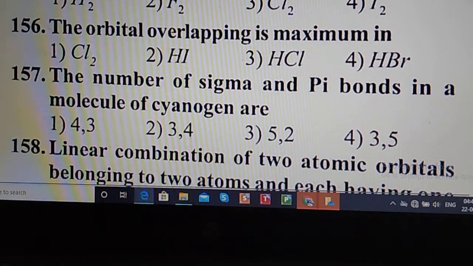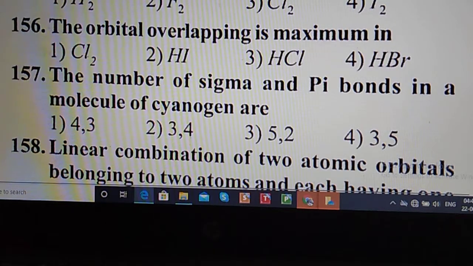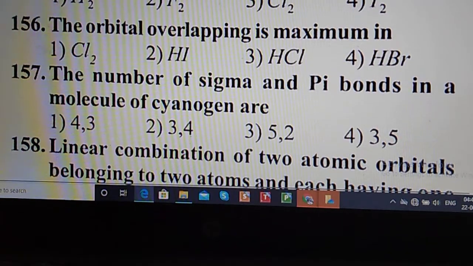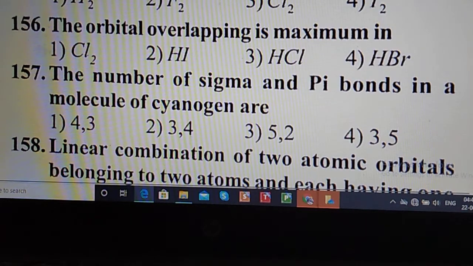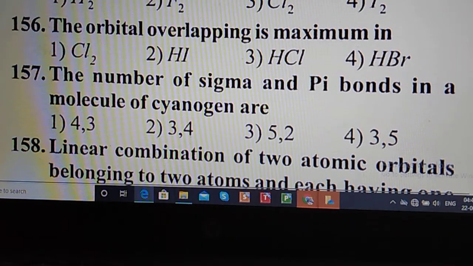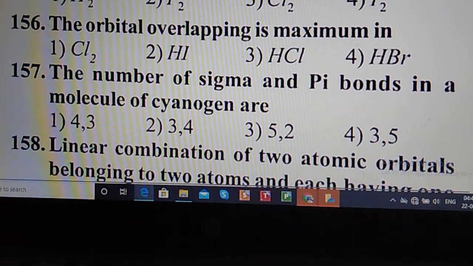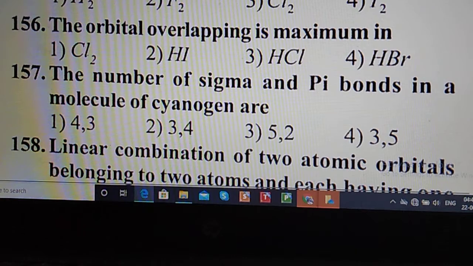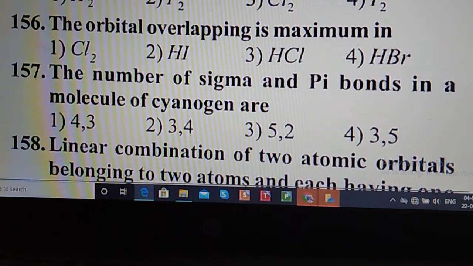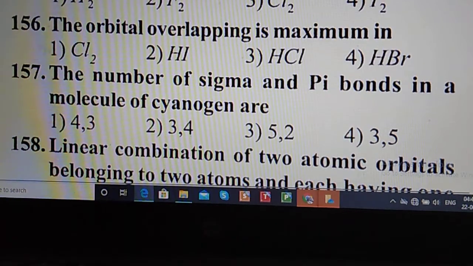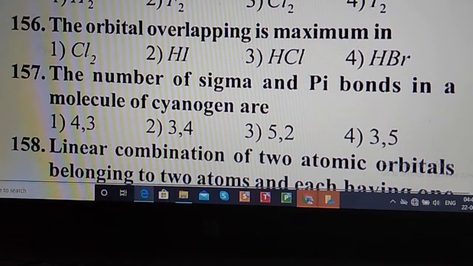So what they are saying is, student, in the cyanogen they are asking, firstly sigma, then pi. Okay, sigma and pi, they have given the option also, student. What option have they given? Let us see the options. In this case of sigma and pi bond, the options are 4 and 3, 3 and 4, 5 and 2, 3 and 5.